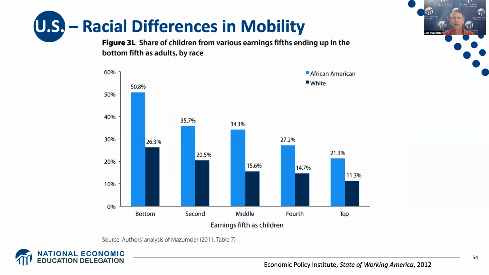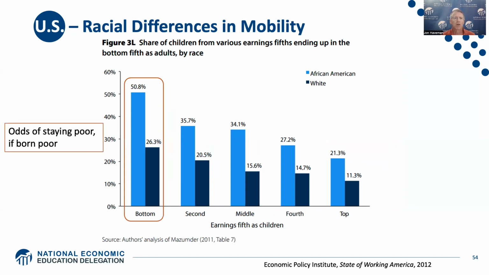We talked last week about mobility. Here's a graph that's a little bit different from what we talked about. Over on the left-hand side, for kids born into a household in the bottom quintile, born into a poor household, if you're white, you have a 26% chance that you'll be poor as an adult. If you're Black and you're born into a poor household, that chance is better than 50%, right? So half of Black kids born into a poor household are likely to be poor as an adult. Only a quarter of white kids born into poor households are likely to be poor as an adult.